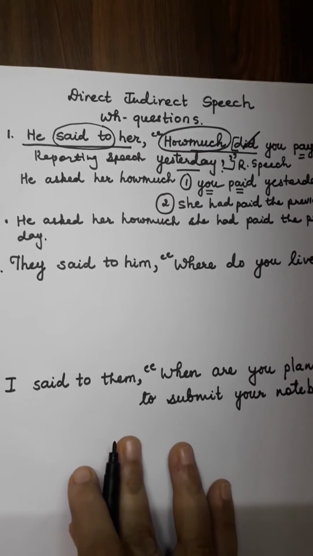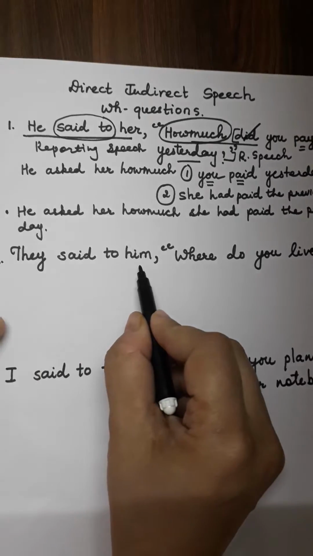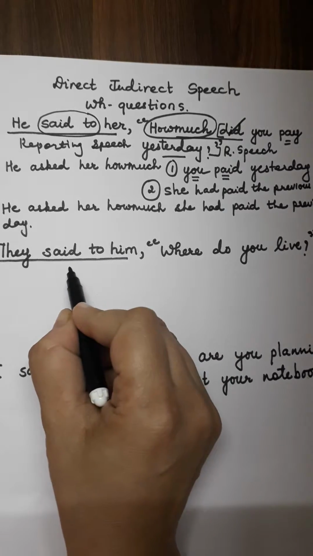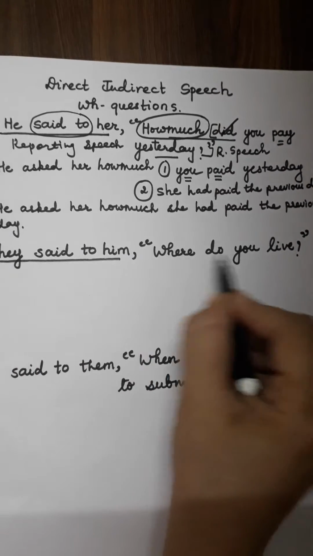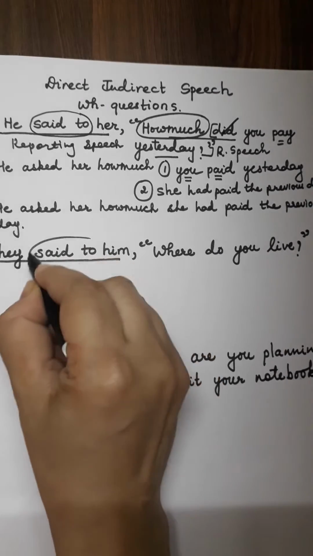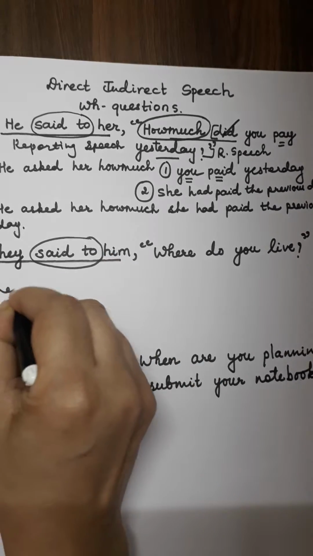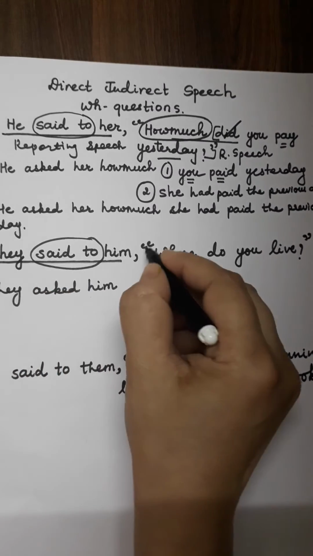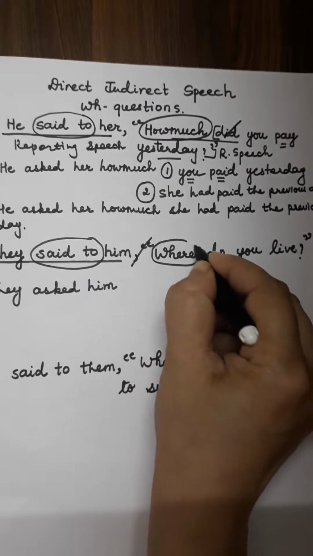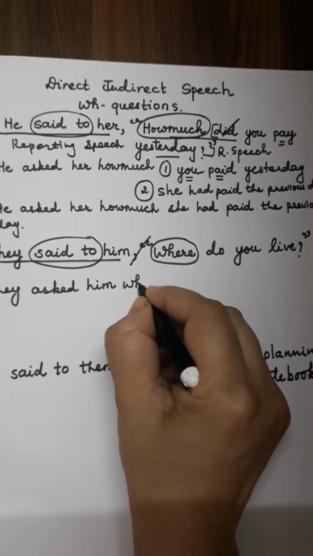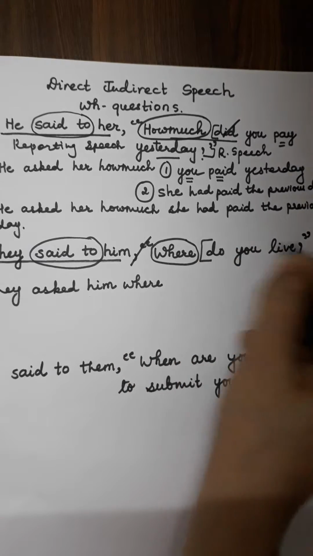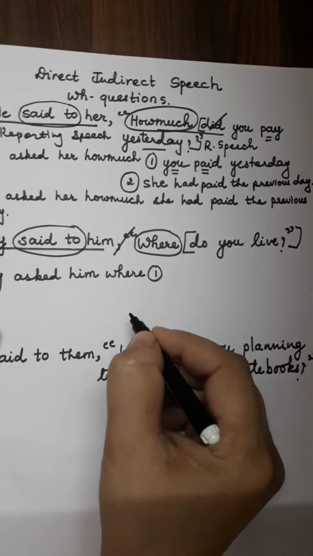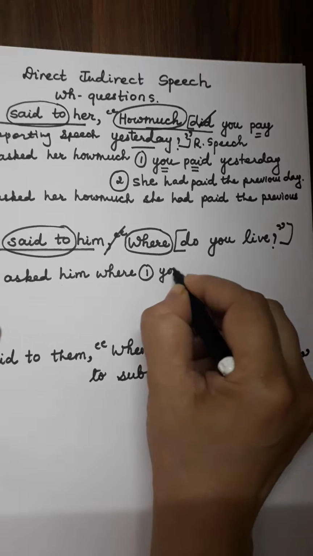The second one, we have a question. They said to him, where do you live? Again, they said to him is our reporting speech. Where do you live is our reported speech. So first of all, said to becomes asked. So they asked him. Remove comma and inverted commas. Use the same question word. We have where here, so we are going to use the same. Do you live? This portion is written as a question. This is the structure of a question. First let us convert this into a simple sentence. So it will be you live.